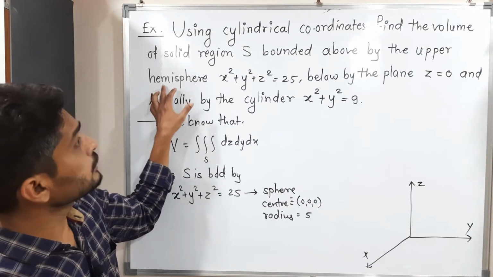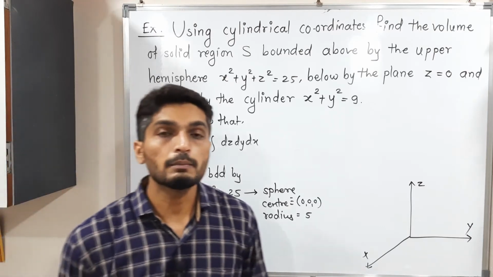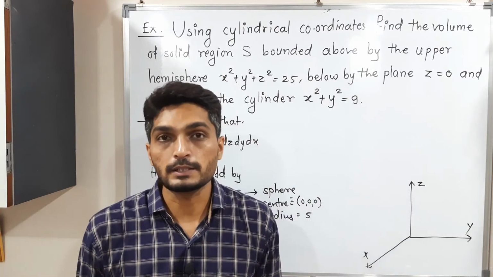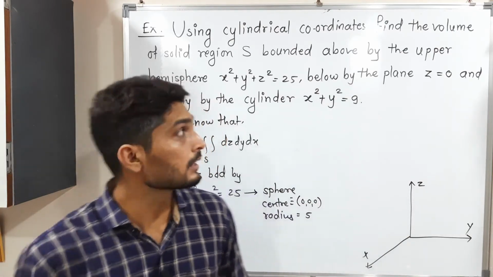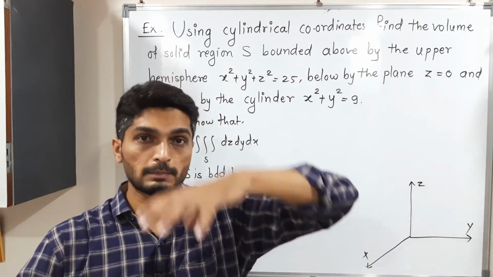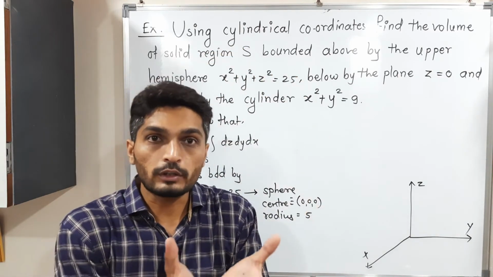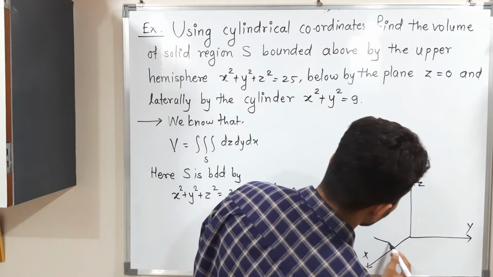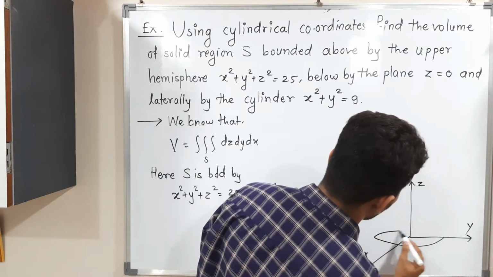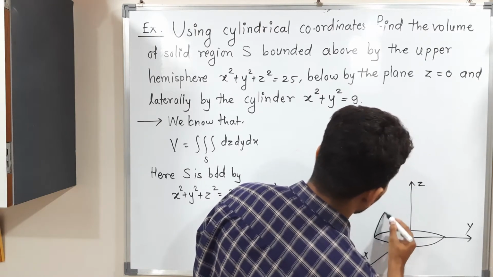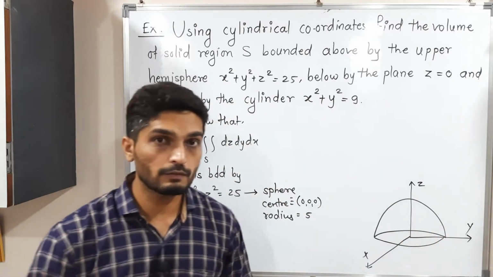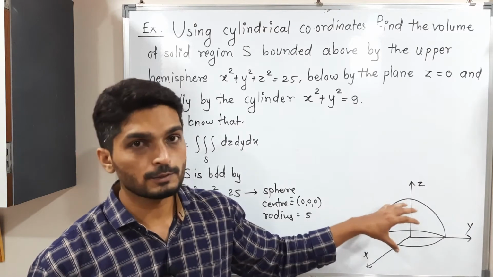But what have they mentioned? Hemisphere. Hemisphere means half sphere. We will not consider a complete sphere. We will consider only the upper hemisphere, that means the upper half. We should not consider the lower half. So the sphere will be like this. Radius is 5. I hope you are getting this sphere we have. Hemisphere, half sphere only.